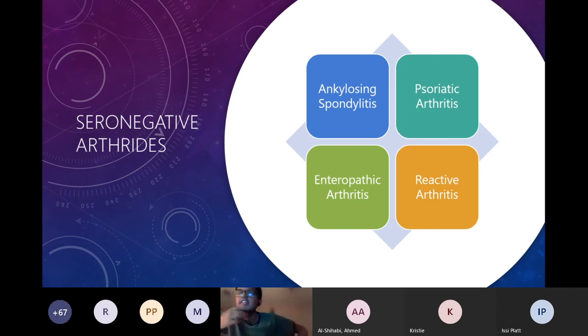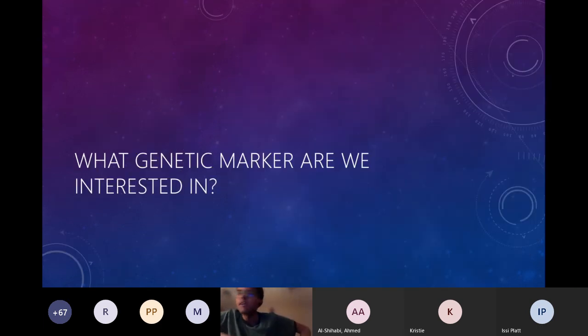Seronegative arthritis. These are the 4 you need to know. I'm only going to talk about one of them, which is ankylosing spondylitis. But what genetic marker are we interested in for all of these conditions? HLA-B27, yes, exactly. What GI condition also goes along with HLA-B27? Ulcerative colitis is the correct answer. No, that's year 5 stuff, never mind.